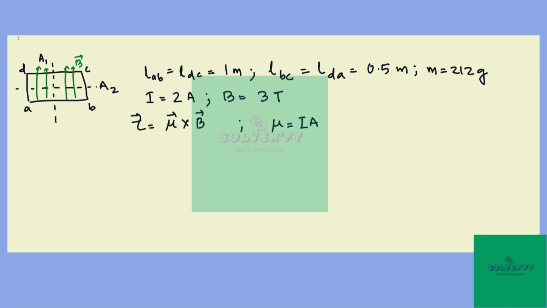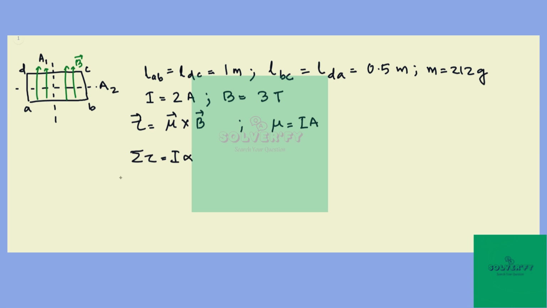So now, to find the angular acceleration of the coil, we use Newton's second law, which says the total torque is equal to I times the angular acceleration. So first we have to find the moment of inertia.